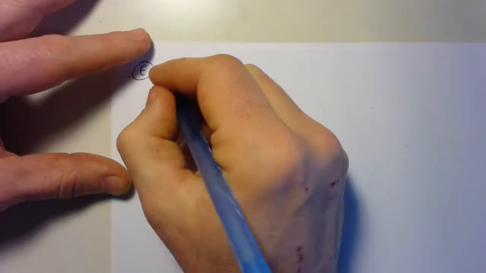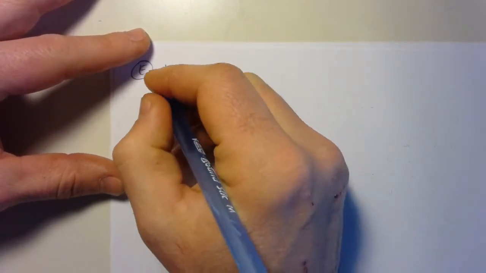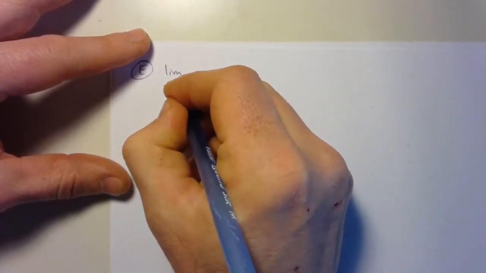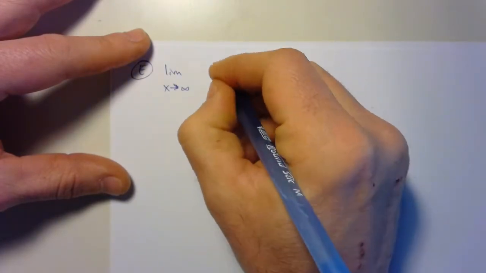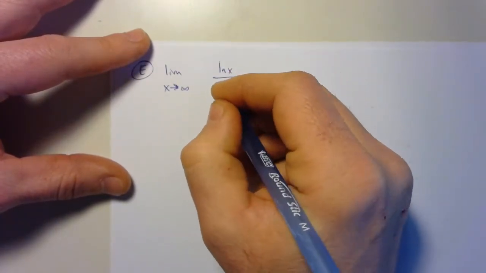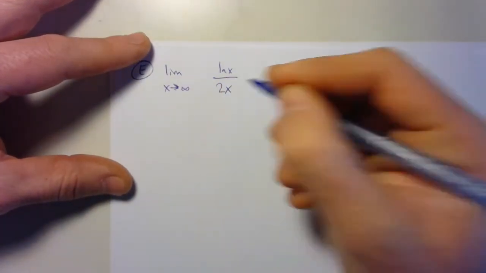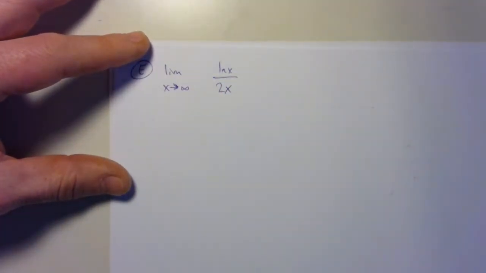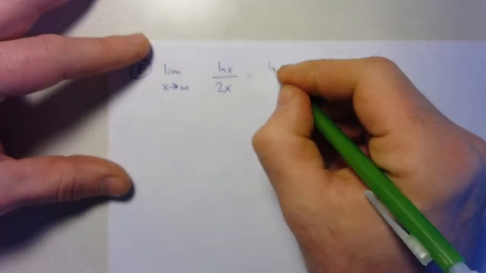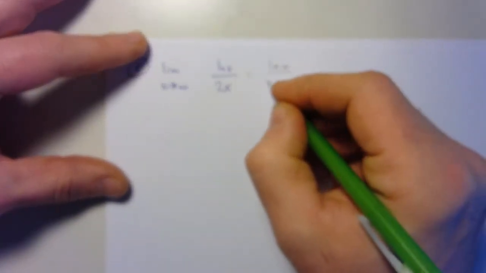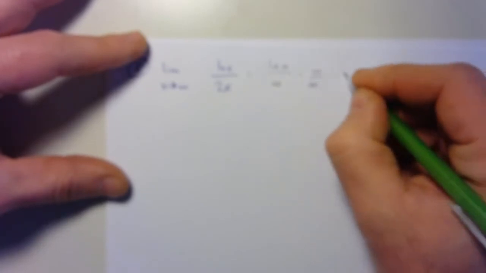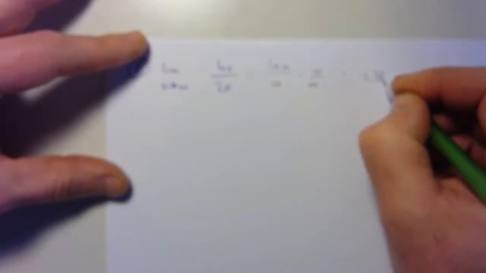At this point, let's see what we have for my next one. Now we have a limit, an ln. So we had this. I plug in infinity, I get ln of infinity over 2 times infinity, so that's infinity over infinity. L'Hopital's applies.